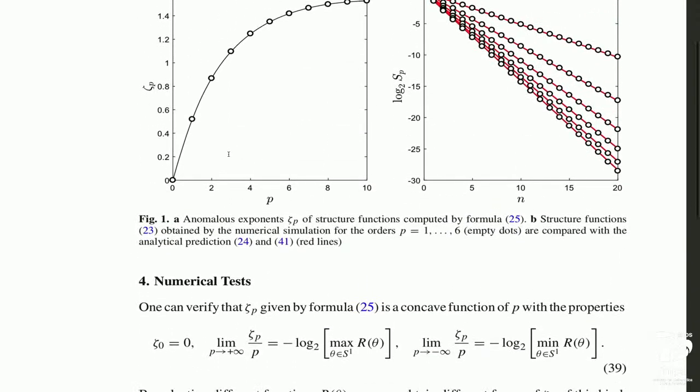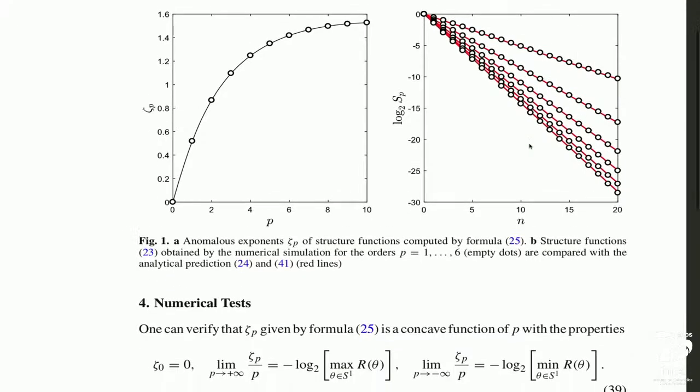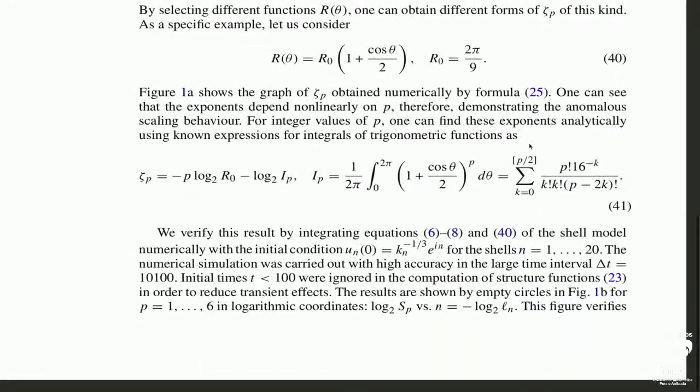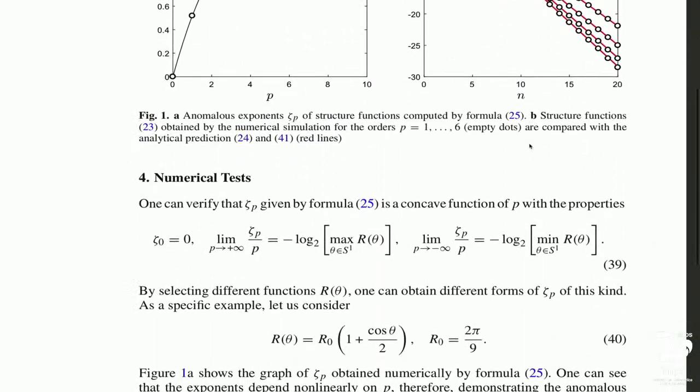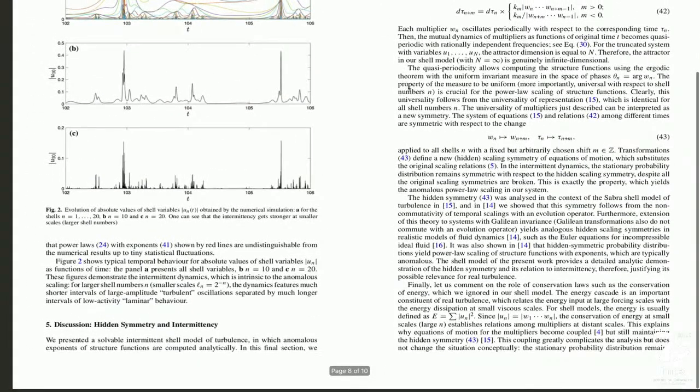And then you can numerically compute structure functions as a function of n. Using this logarithmic scale, you will see that they are power laws. The points are the numerical computation, and the straight lines are the theoretical values given by the theorem. So you see, everything works. And now we can see what intermittency means.